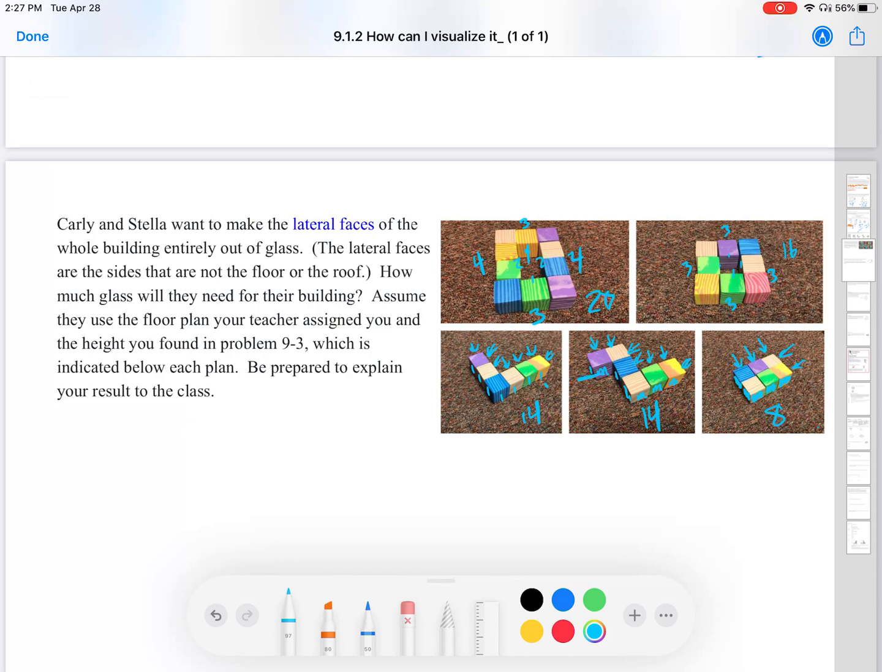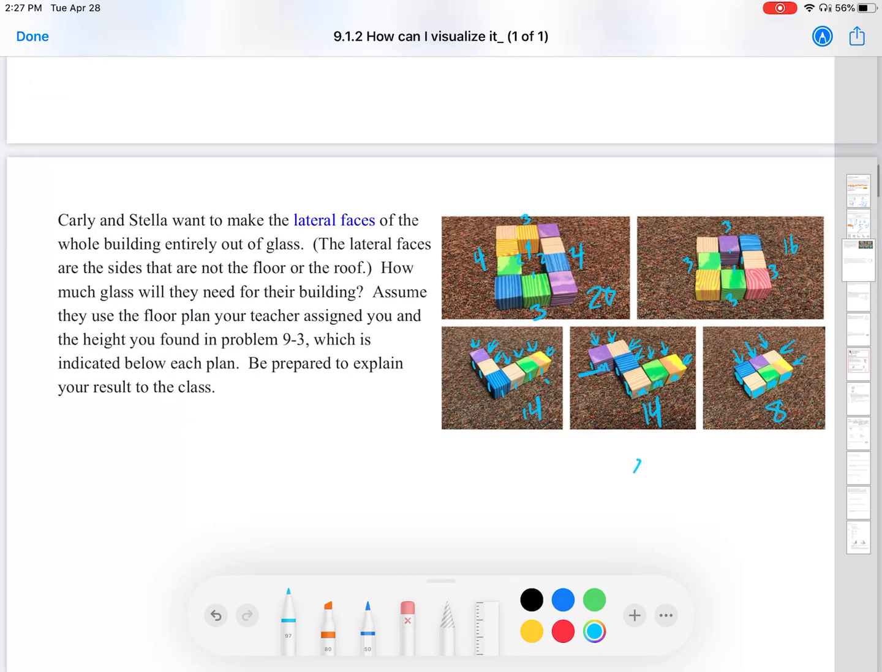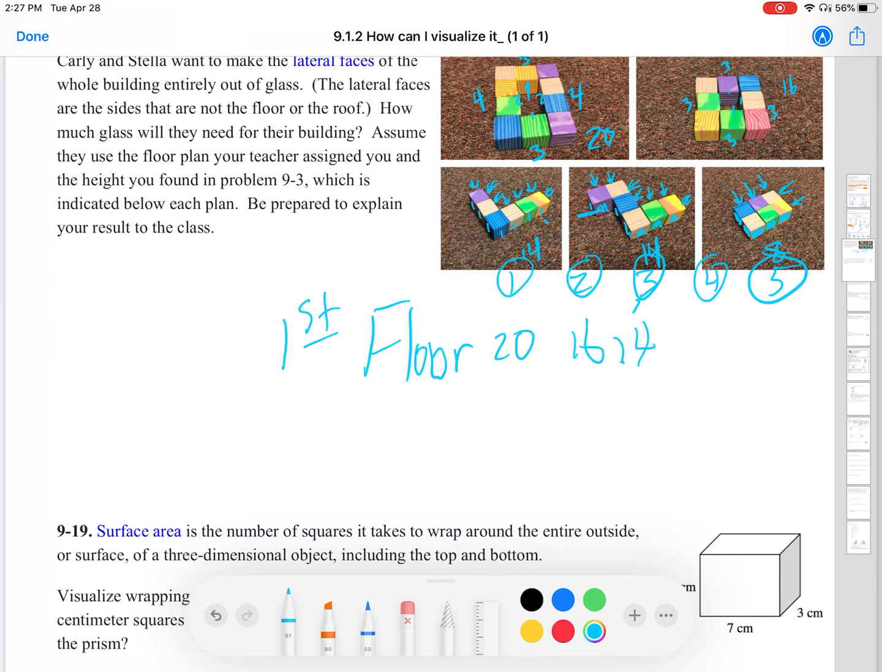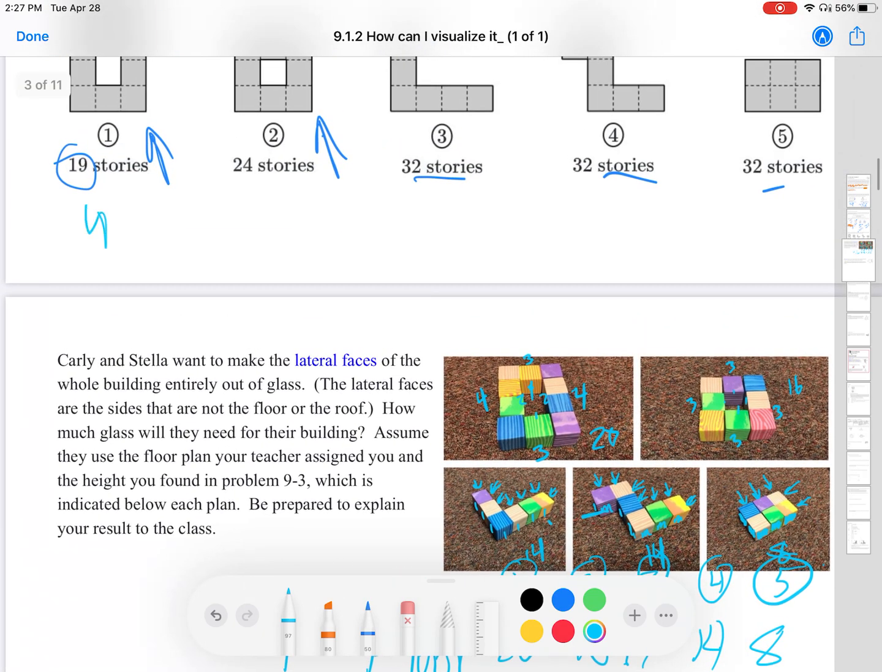Now, all this was for one floor. And let's just talk first floor. We have pattern 1, 2, 3, 4, and then 5, right? And we have all those patterns, and we had for the first floor 20 and 16 and 14 and 14 and 8, right? And now what we really need to do is, what is it for 19, 24, 32, etc.